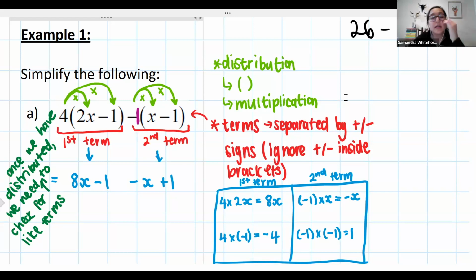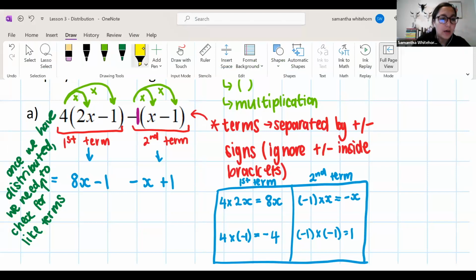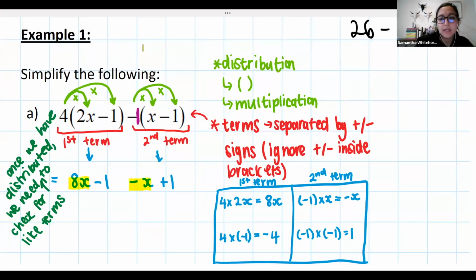Good. Right, so guys, very importantly, a like term is a term that has the same variable, and we mentioned this in the last lesson, and the same exponent. So as we start to deal more and more with exponents, that's going to be very important. For now, though, we can see that we've got like terms of 8x and minus x. Remember, of course, that in front of that x, there is actually that invisible 1. We just don't have to write it in.